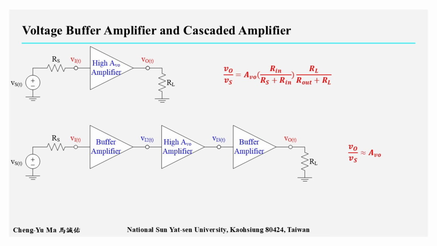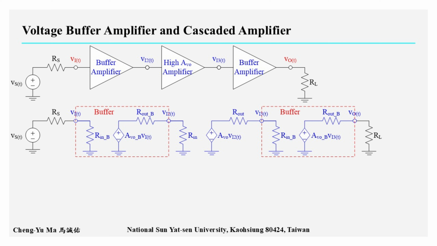If voltage buffer amplifiers are used at both the input terminal and the output terminal of the high open circuit voltage gain amplifier, they can solve the input resistance and output resistance problems respectively. Finally, the overall gain can be approximately equal to the open circuit voltage gain.